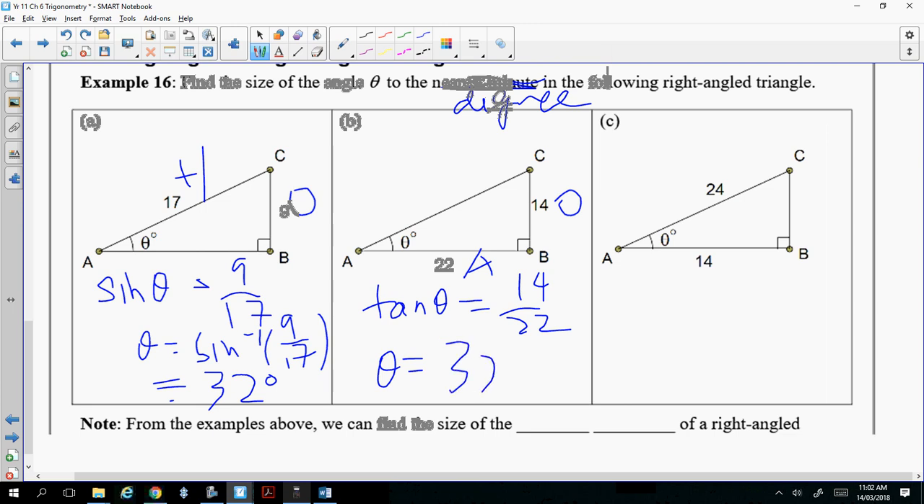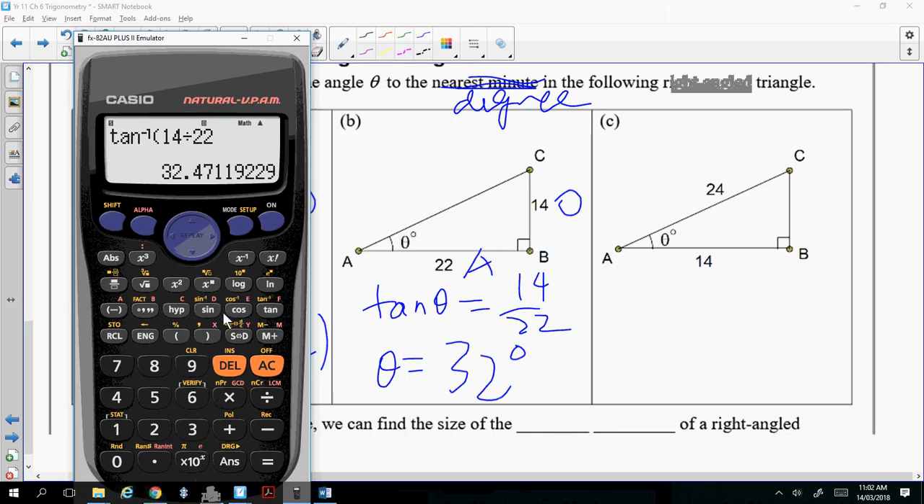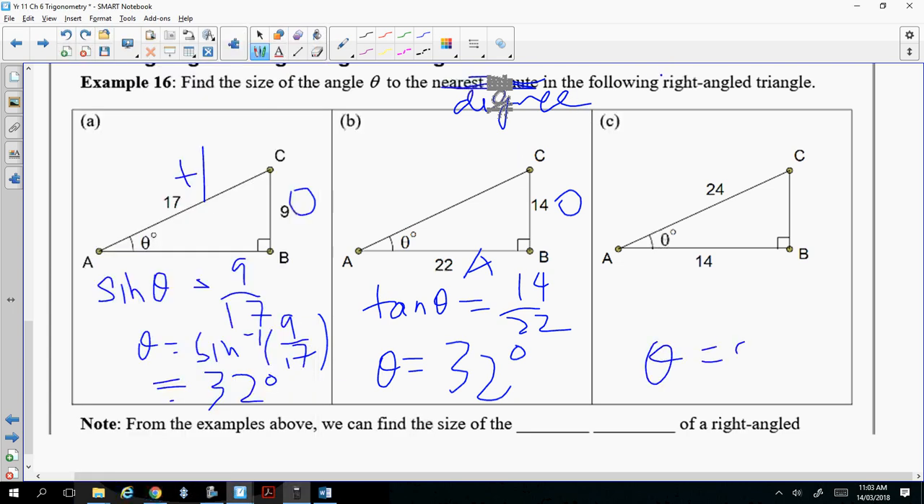So we get shift cos 14 divided by 24. That's what you get if you don't show working. 54 degrees. All right, good. Show your working. So you write cos theta equals 14 over 24. Hopefully you can fill out the one at the bottom from the examples above. We can find the size of the acute angle of a right angled triangle if two sides are given. What's the missing word? Find the size of the acute angle, right?